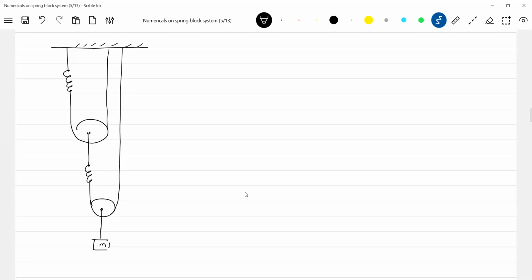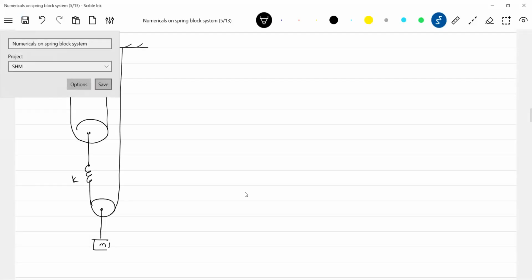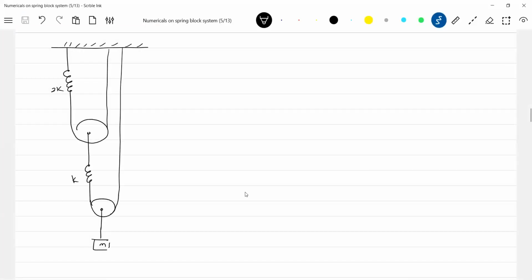Find the time period of oscillations of the system. You should not get confused. Already we know enough background. The diagram is a little bit changed here. That's all.